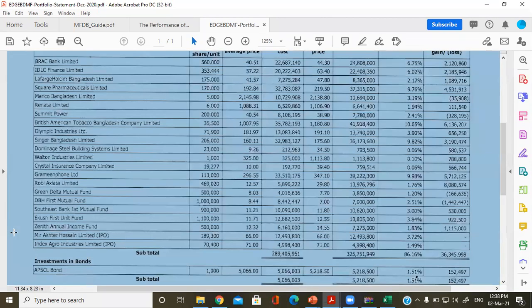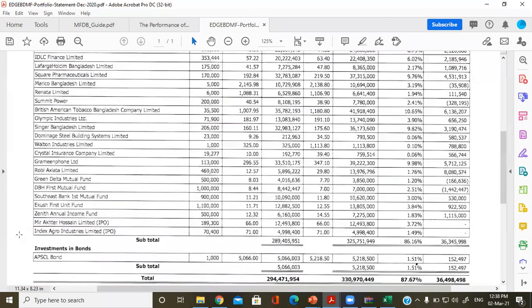Okay. So if this fund has invested in the IPO, and this fund also has investment in other mutual funds, can this investment be comparable with the DSEX? Do the DSEX constituents represent this, which I just mentioned here?